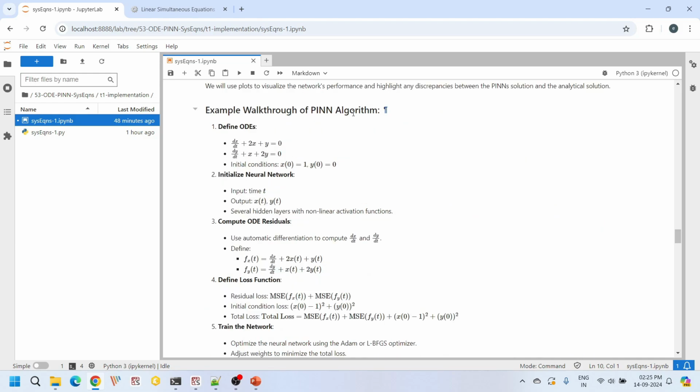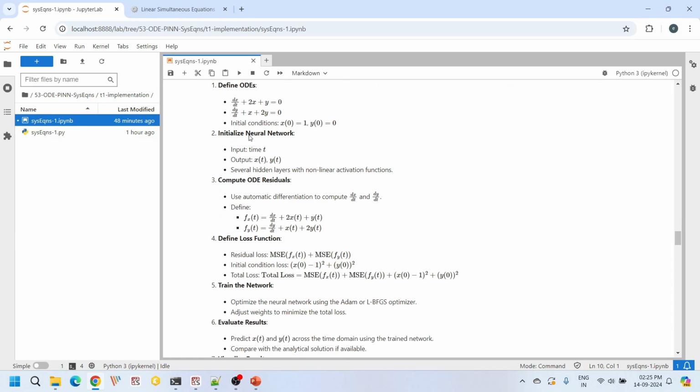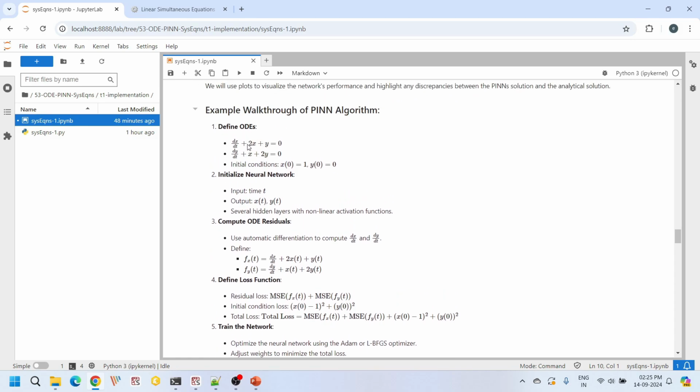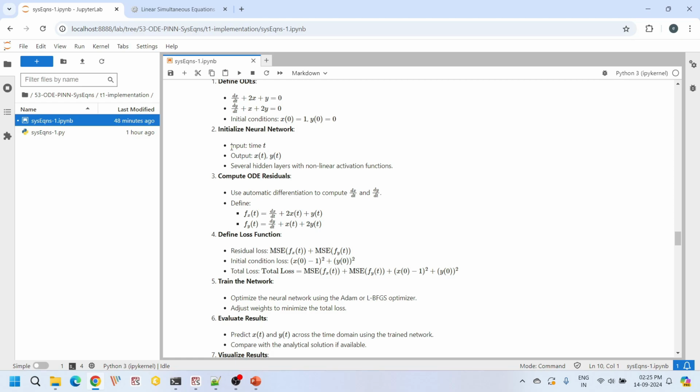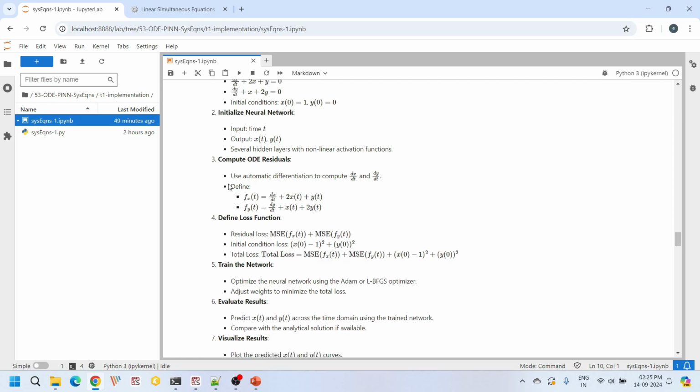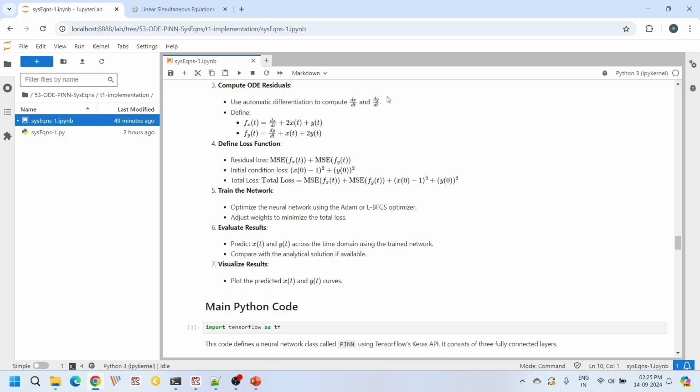This is the detailed walkthrough of the PINN algorithm. As I said, these are our governing differential equations and initial conditions, and we initialize the neural network with a specific time t, and we expect the output to be x(t) and y(t). Between these two, we have several hidden layers with nonlinear activation functions. And as I said, we use automatic differentiation to evaluate these derivatives. After evaluating these derivatives, we compute the residuals such as f_x(t) and f_y(t). After that, we evaluate the total residual loss and the initial condition loss. And then we evaluate the total loss.